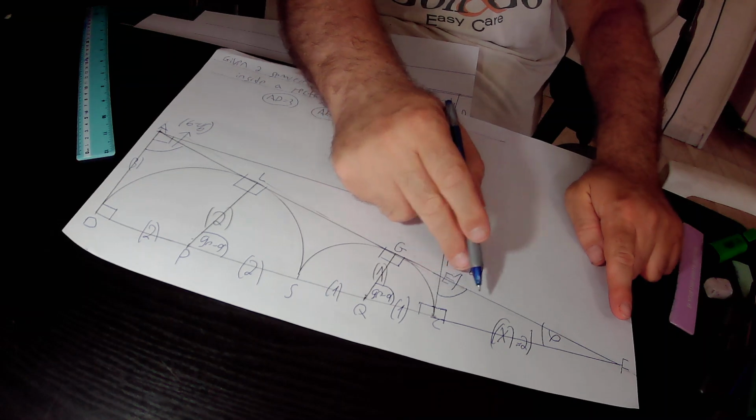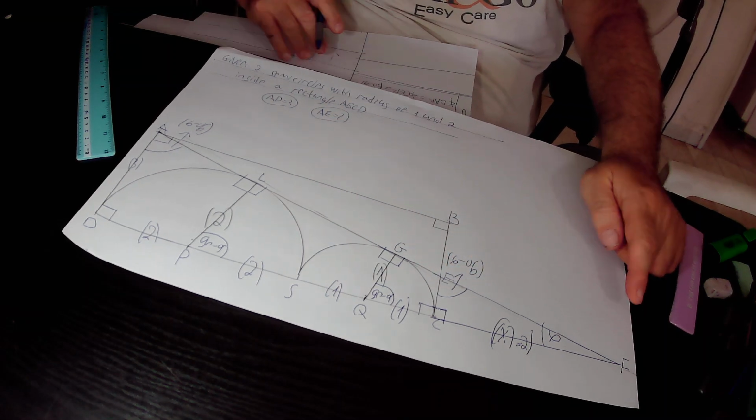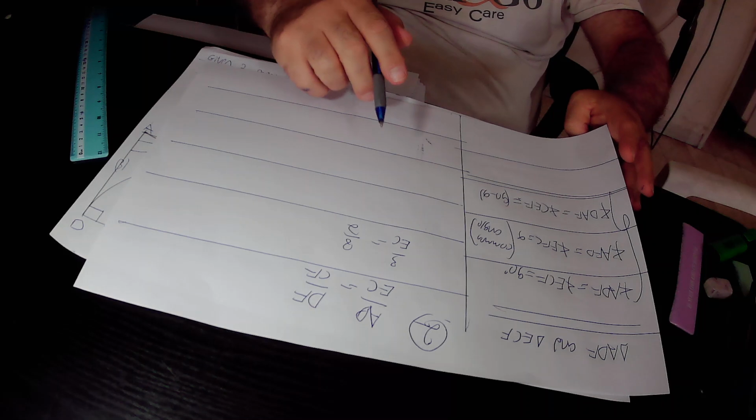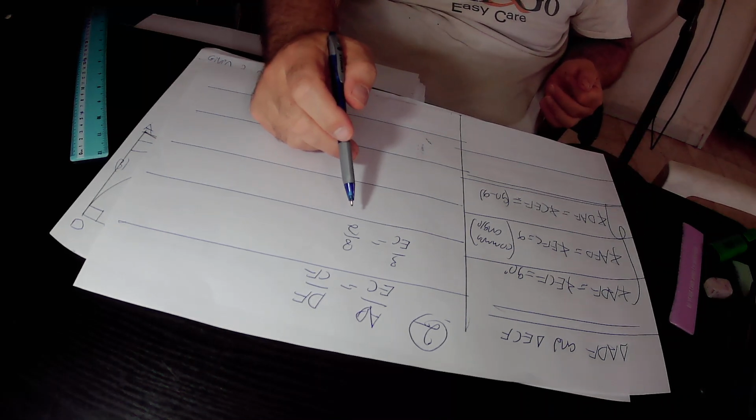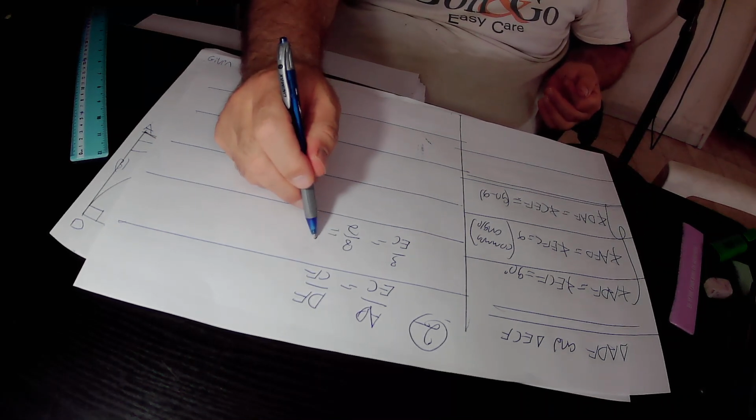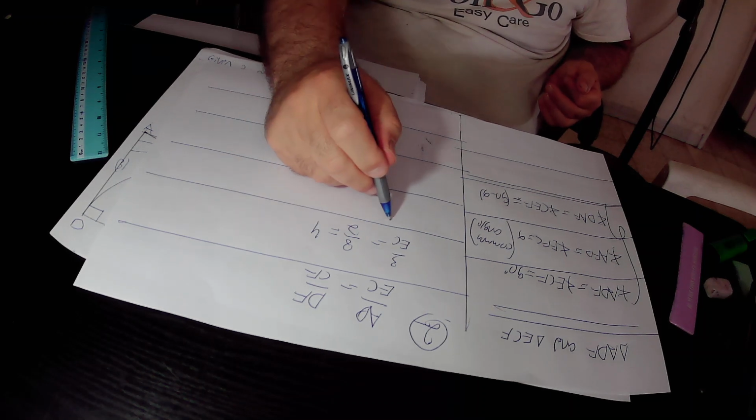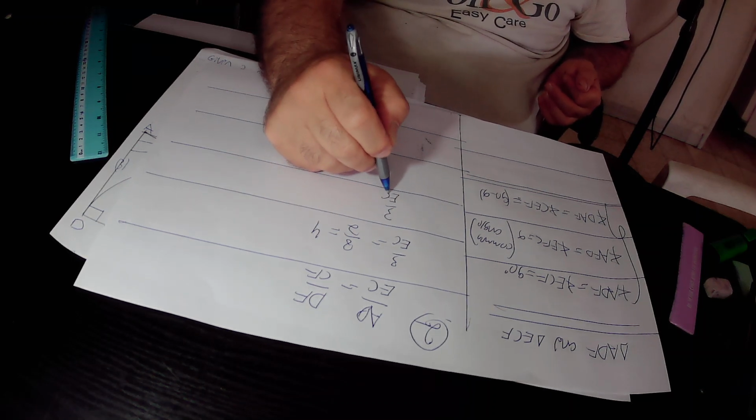over CF. CF equals 2. So in total we have found out that 3 over EC equals 8 over 2. 8 over 2 is 4. So I write it down. So we have found out that 3 over EC equals 4.